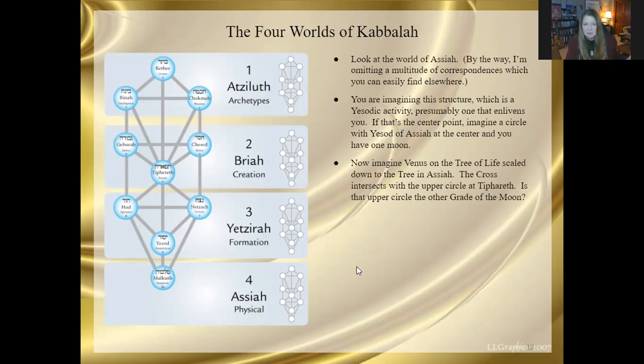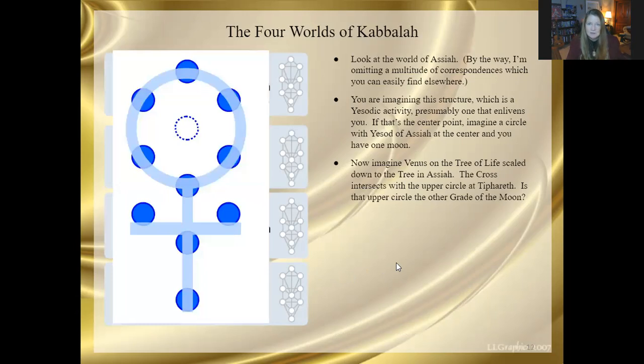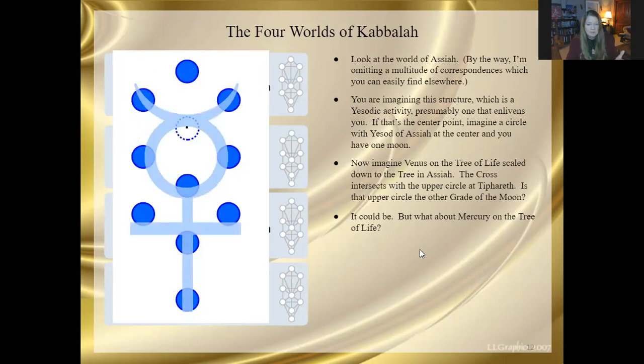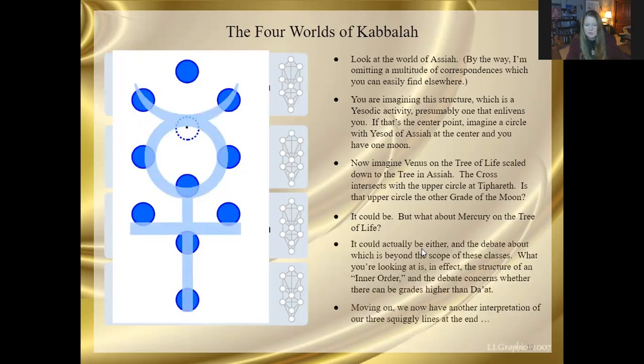So is that upper circle the upper grade of the moon? I would say it is, and I would say it's beginning here in Malkuth of Yetzirah, which is the same as Tifereth of Asiah, but as they say, your mileage may vary. You'd want to study this further. And we have bumped into, by the way, a discussion that can involve Mercury on the Tree of Life. So let's switch to Mercury. There's Mercury on the Tree of Life.